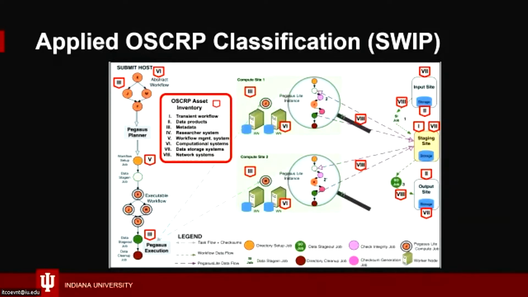Here's a quick diagram of how we applied the OSCRP asset inventory. Basically, OSCRP is a number of steps to address cybersecurity in scientific workflows. We adapted it slightly to identify key points within the scientific workflow, using SWIP as a kind of background, in order to identify the non-malicious and malicious threats within these workflows.